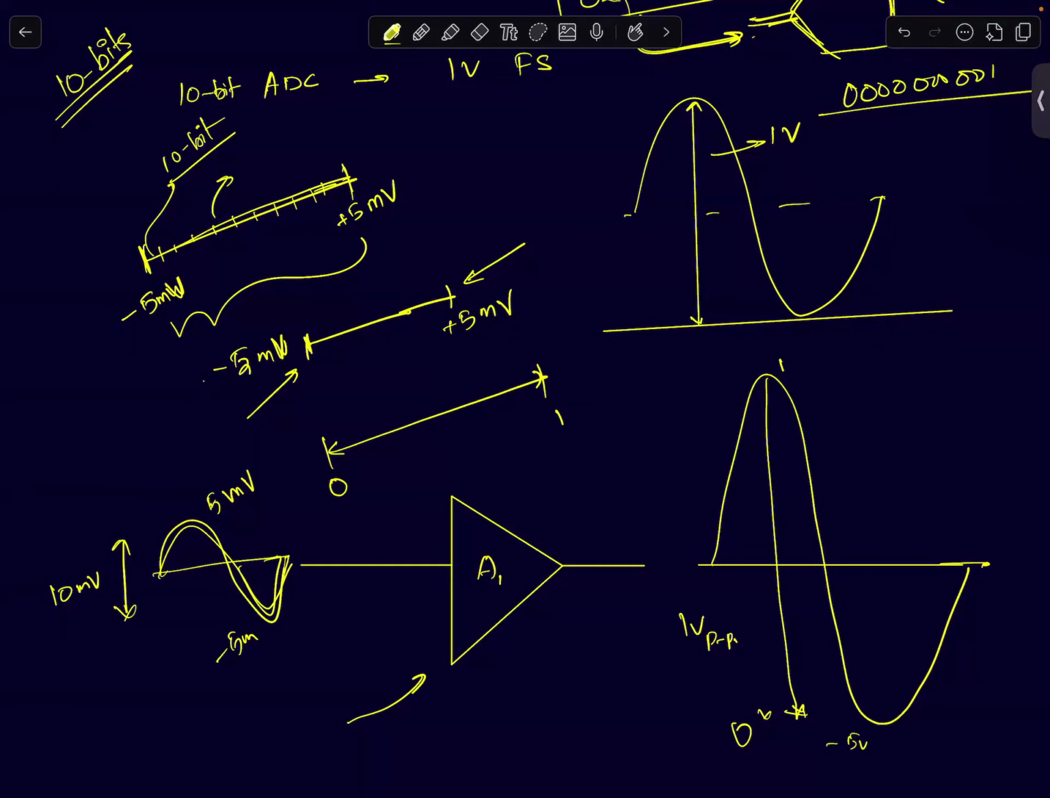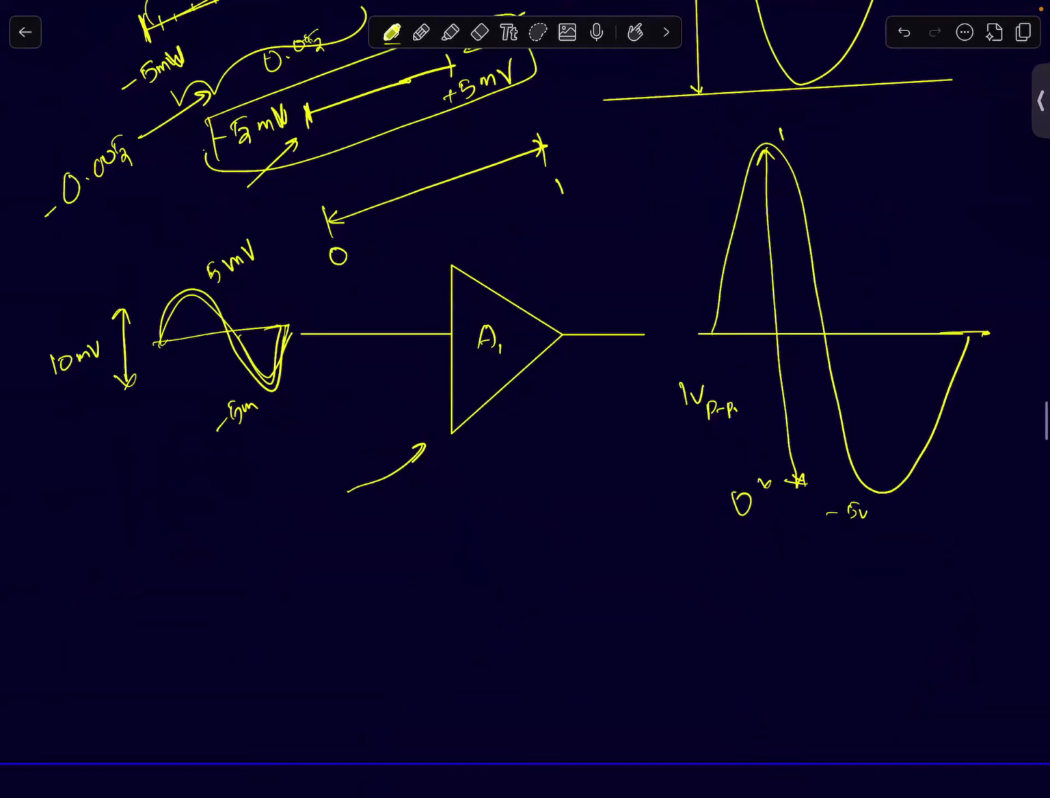I have to convert 5 millivolts to the range 0 to 1. That's a much larger range. 5 millivolts is what? 0.005, so the range is minus 0.005 to plus 0.005. Exactly. So one of you said, I need to do amplification. First, I need to amplify it.